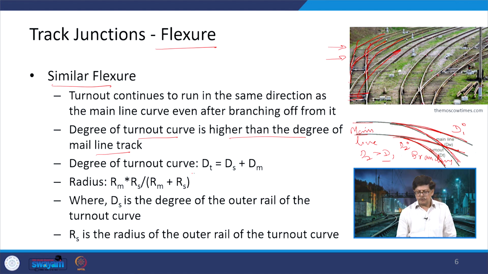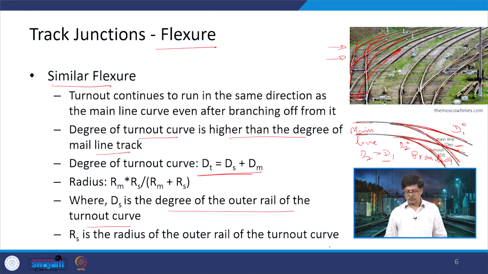The degree of turnout curve is found out as dt equals ds plus dm. Now, what is dt, what is ds, what is dm? Let us look at here. Here dm is for the main line, dt is for the turnout, and ds is the degree of the outer rail of the turnout curve. On the basis of this we have the relationship that dt is nothing but the degree of the outer rail on the turnout curve plus the degree of the main line.